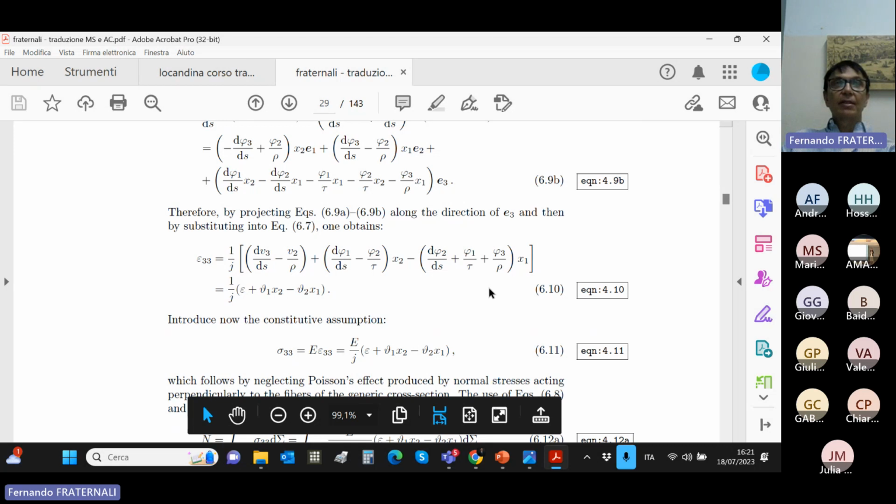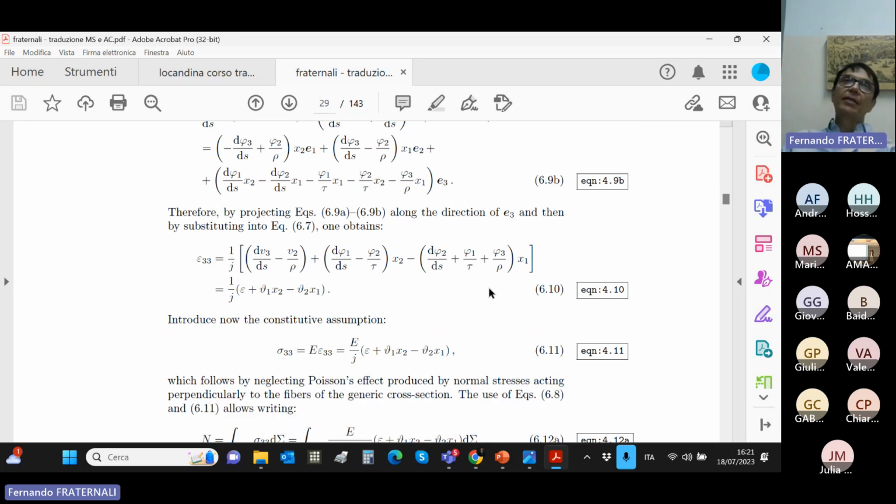We assume that, to obtain the new constitutive equations for the curved beam, we assume a local constitutive equation for the continuum medium. So we assume that sigma 3, the normal stress, is proportional to the axial strain epsilon 3 through the Young modulus E. This can be justified in several ways. Why are we assuming sigma 3 is equal to E epsilon 3?